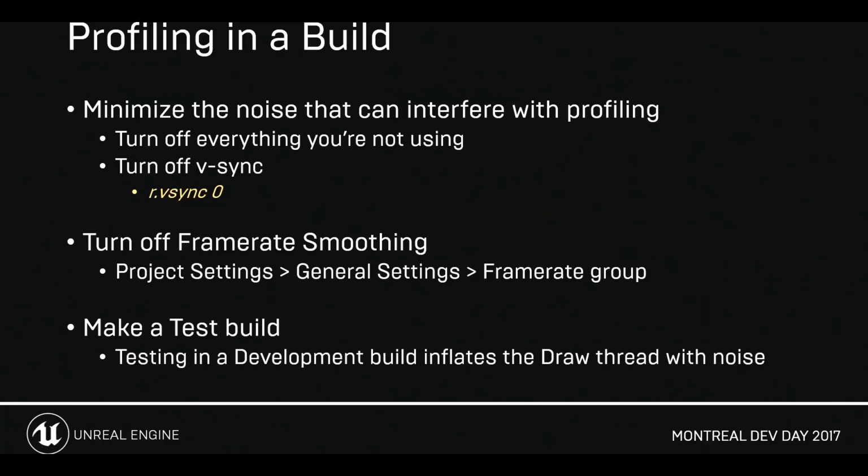Next, make a test build. This is something we discovered on Paragon. It was common for us to do development builds for that project, and when we did that, the draw thread was giving us unreliable numbers. So do a test build if you know you're going to be profiling.